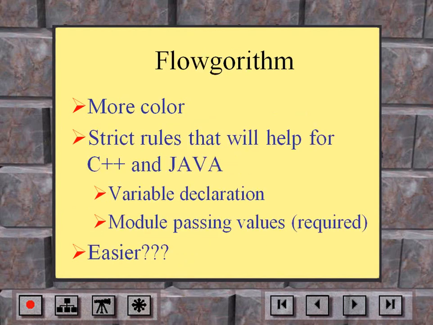On the other hand, Flowgorithm is a more colorful tool and may look better when you are using it to set up your demonstrations. You have strict rules in Flowgorithm, and those rules seem to go along better with C++ and Java. Things like variable declaration, modules, passing values. It's required. You can't just use global variables in Flowgorithm. In some ways, it may be that Flowgorithm is easier. That's not always the case. So I don't think that's exactly a clear answer for why Flowgorithm is better or worse than Raptor.